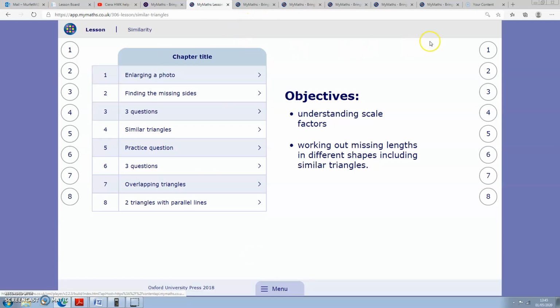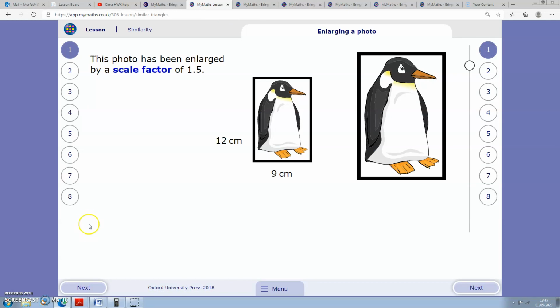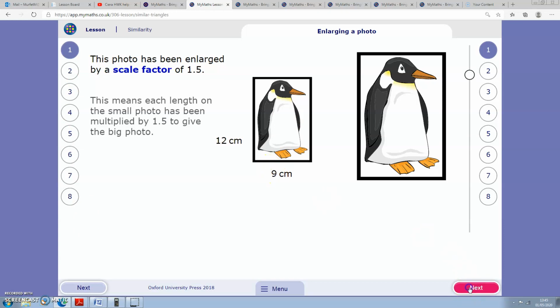So enlarging a photo. This photo has been enlarged by a scale factor of 1.5, 12 centimeters to 9 centimeters. So click next to see the next bit. This means each length on the small photo has been multiplied by 1.5 to give the big photo. So if I times the 12 by 1.5, I would find out what it would be.